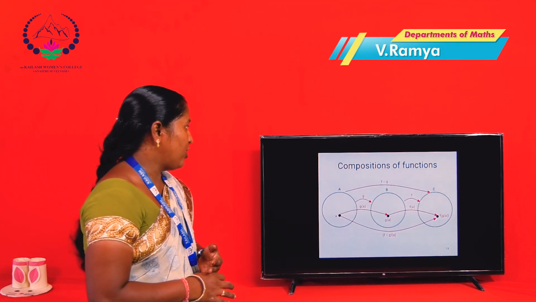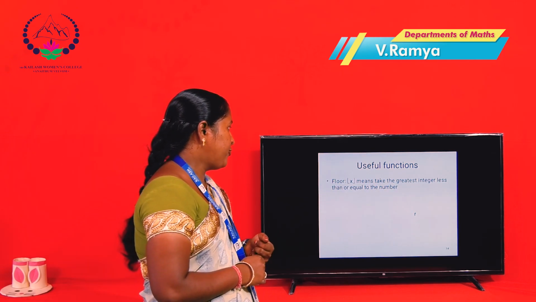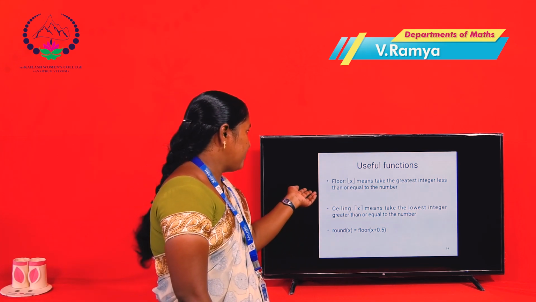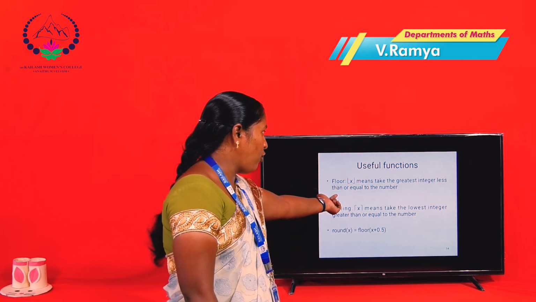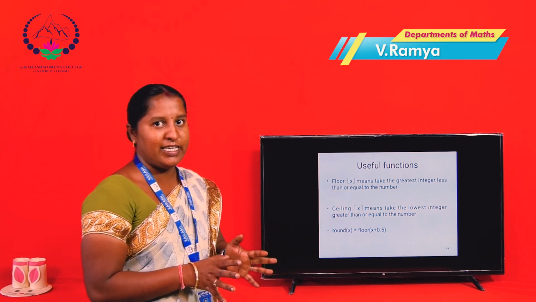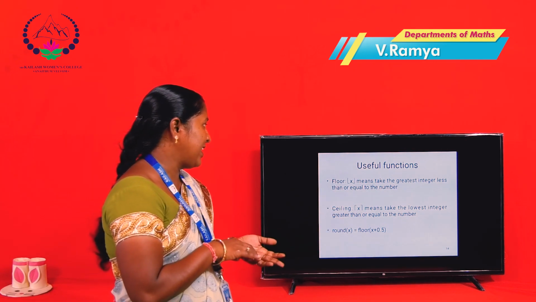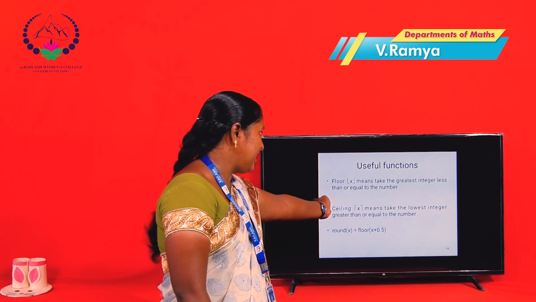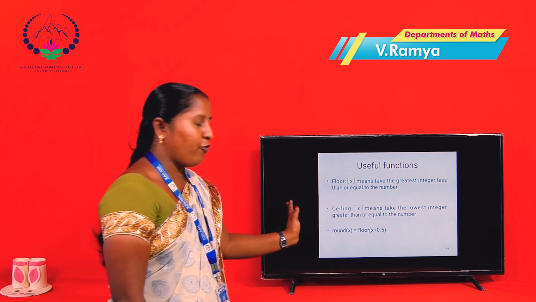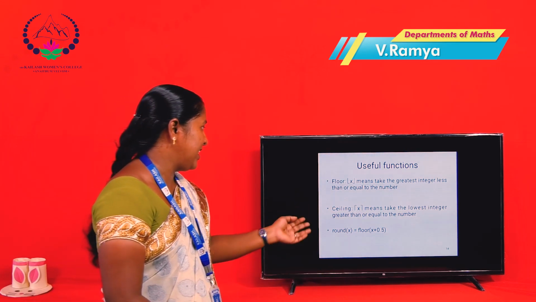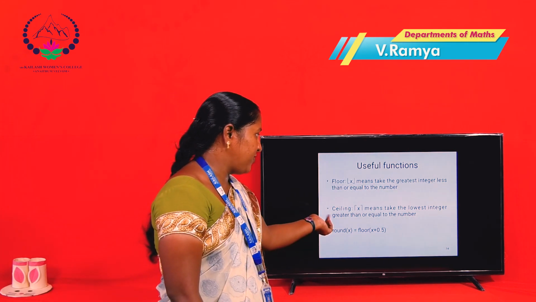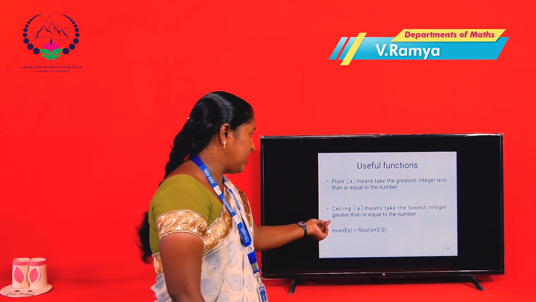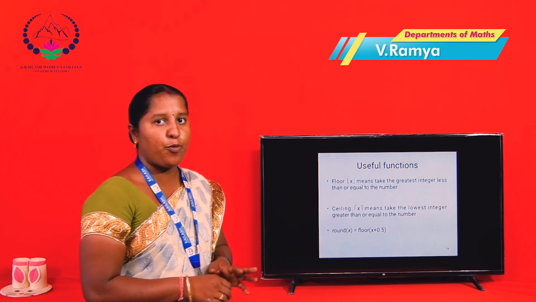And the next one is useful functions of sets. First, the floor function. The floor function of x means we take the greatest integer less than or equal to the number. And the ceiling function takes the smallest integer greater than or equal to the number. We round the function: round of x equals floor of x plus 0.5.